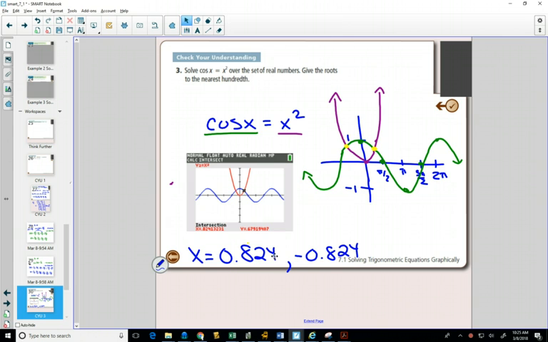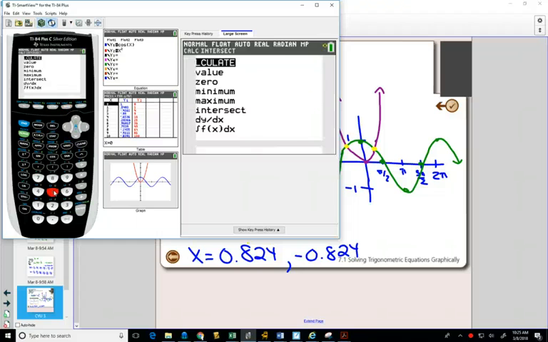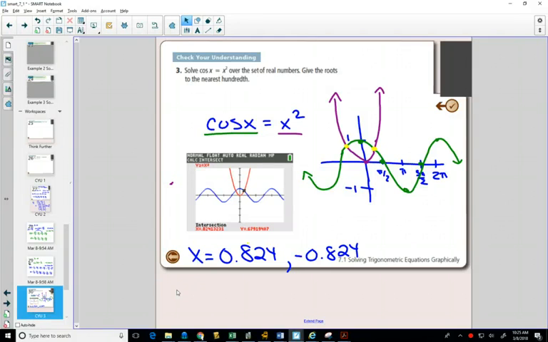I could also find that second one by going to my calculator and doing second, calculate, intersect again, and just moving my cursor closer to the second one, pushing enter on the first curve, enter on the second curve, enter when it says guess. And sure enough, it's negative 0.824. In this case, we don't care about the y value because we were solving. There is, in fact, no y values whatsoever when we start. But our technique of graphing them both separately then allows us to find out where they intersect to find out what the solution would be.